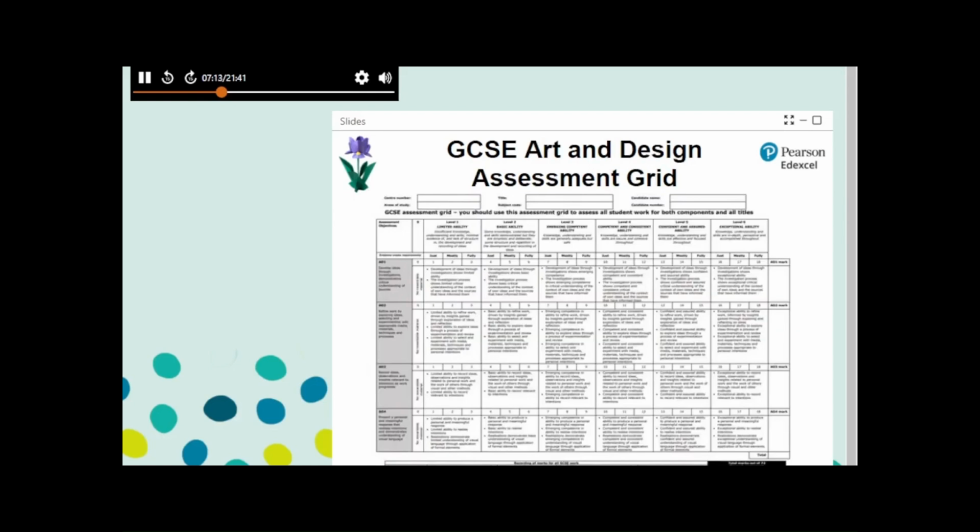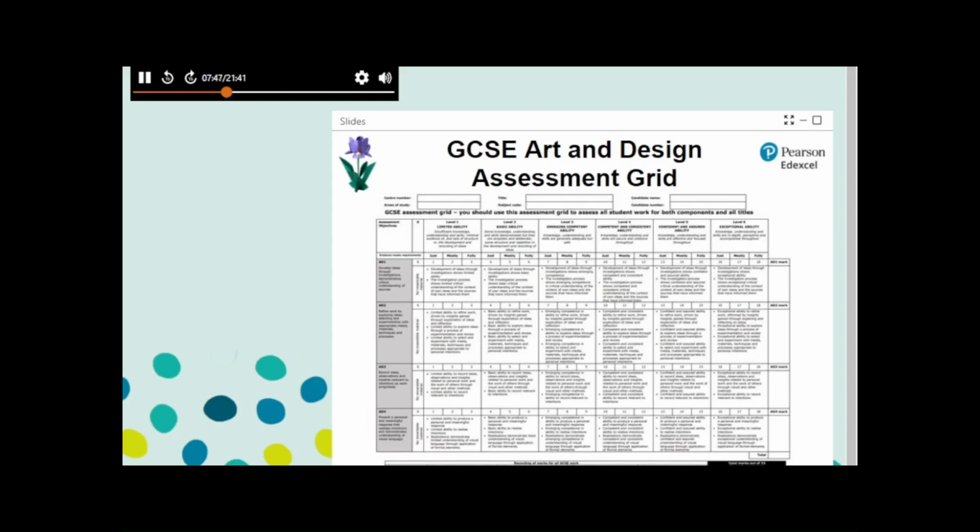GCSE assessment grid. You should use the assessment grid to assess all student work for both components and all titles. The assessment grid assesses the 4 assessment objectives equally. The 4 assessment objectives are in the first column, with performance descriptors running across the grid. The levels of performance head the 6 remaining columns. The 6 levels of performance each contain 3 marks. There is a maximum of 18 marks available for each assessment objective.